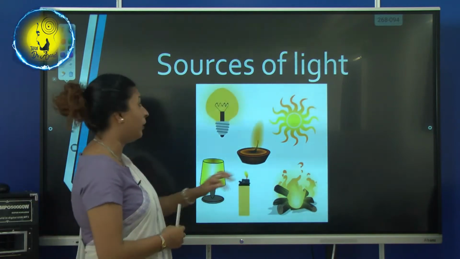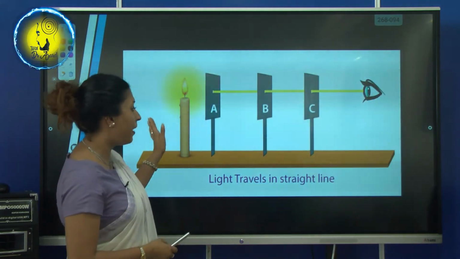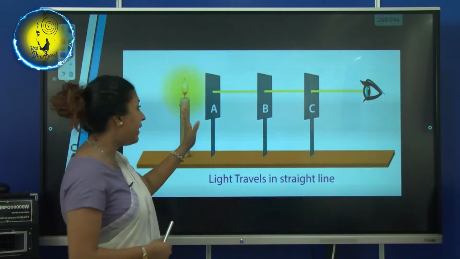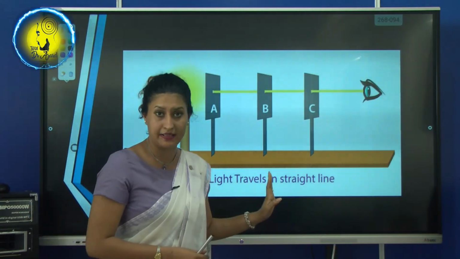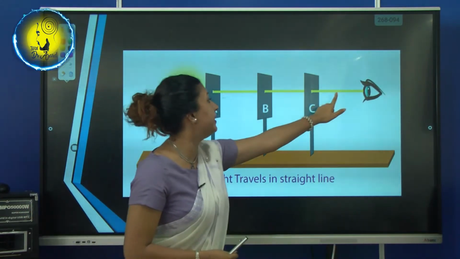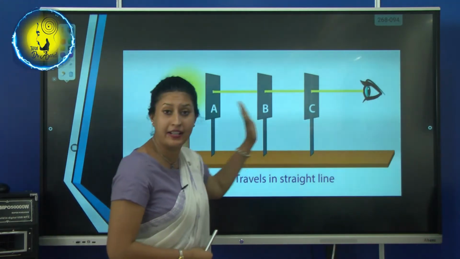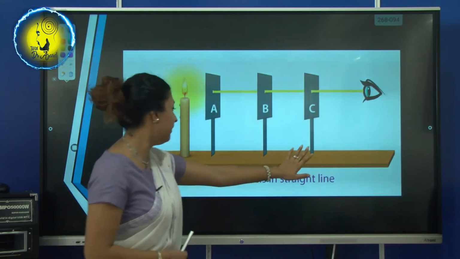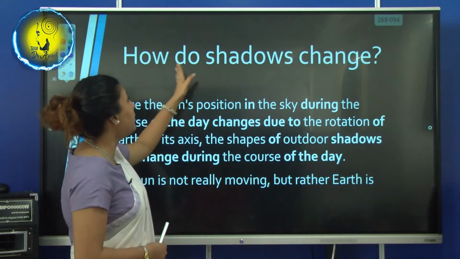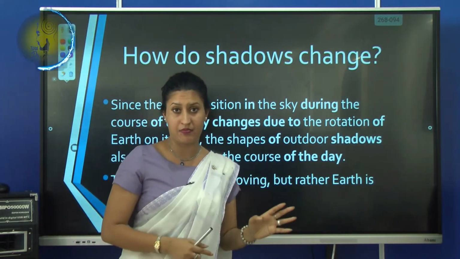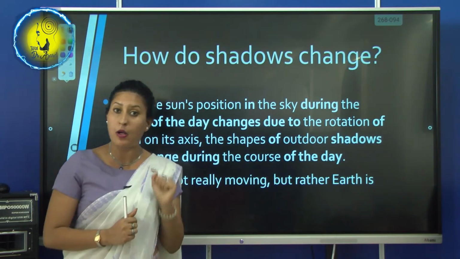Now I told you earlier, light travels in a straight line. This is a clear picture of it. You can see it travels in a straight line. So, how do shadows change? Now we are going to learn about that.